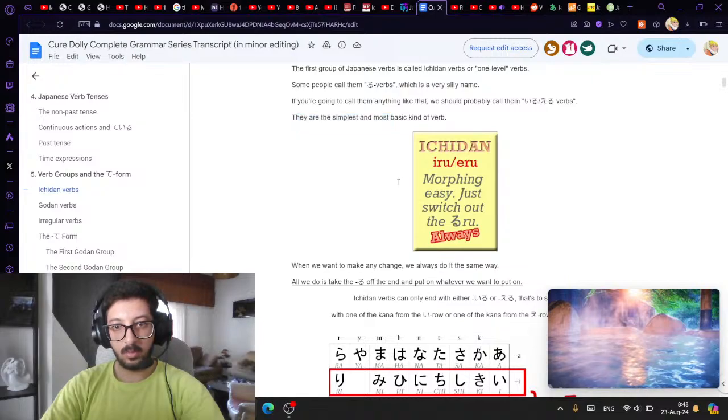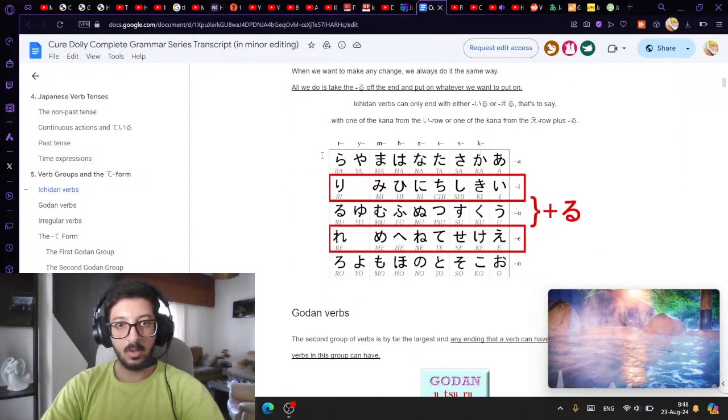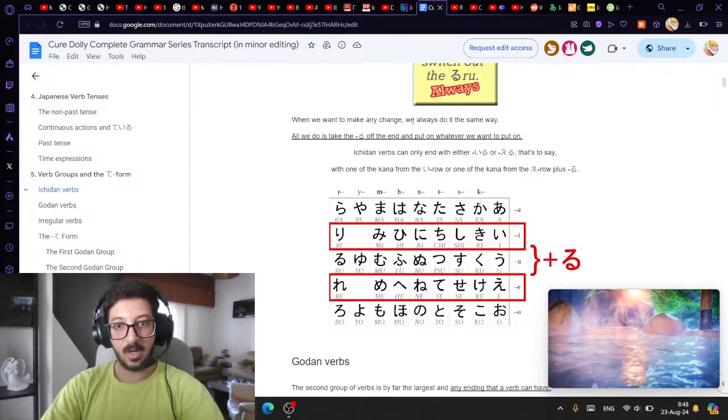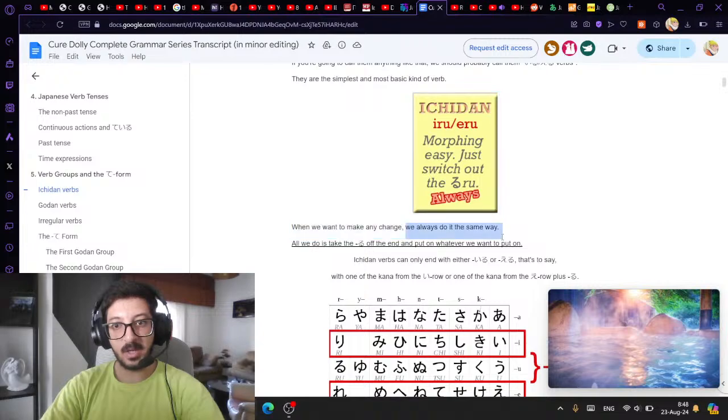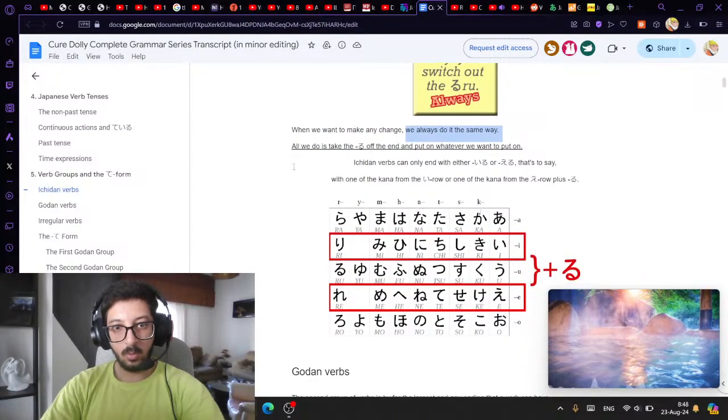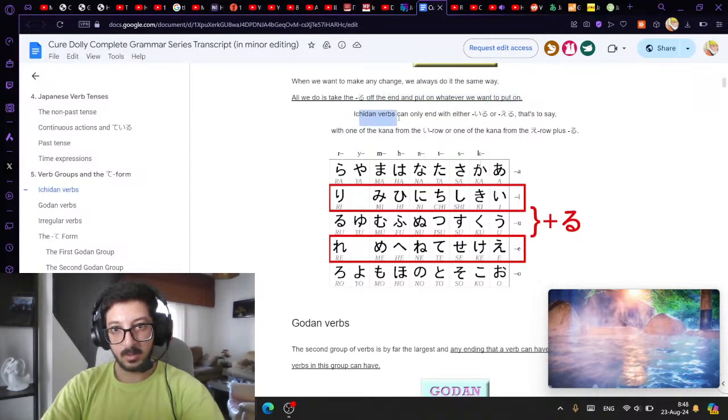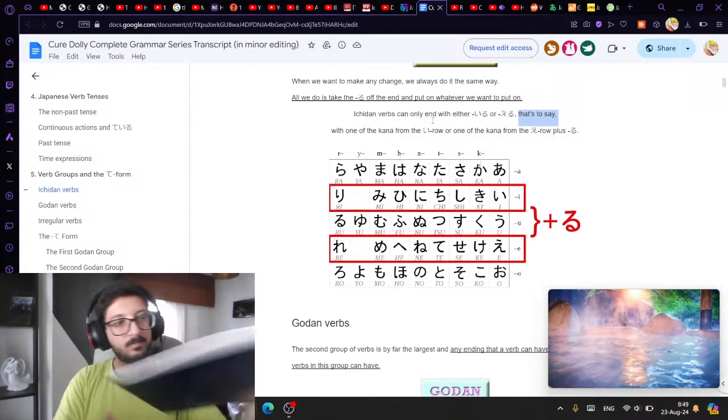Ichidan, Iru Eru. Morphing is easy. When we want to make any change, we always do it in the same way. All we do is take the ru off the end and put on whatever we want to put on. Ichidan verbs can only end with either iru or eru.